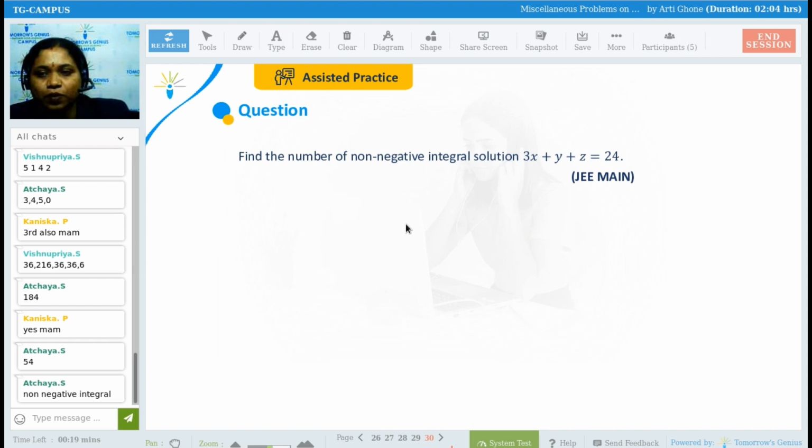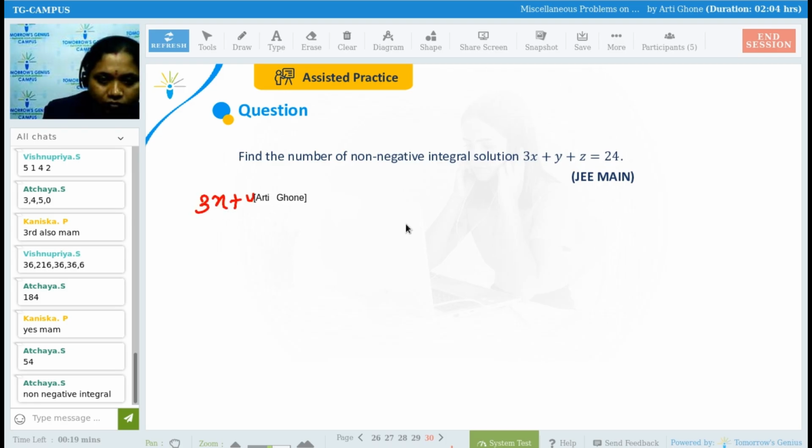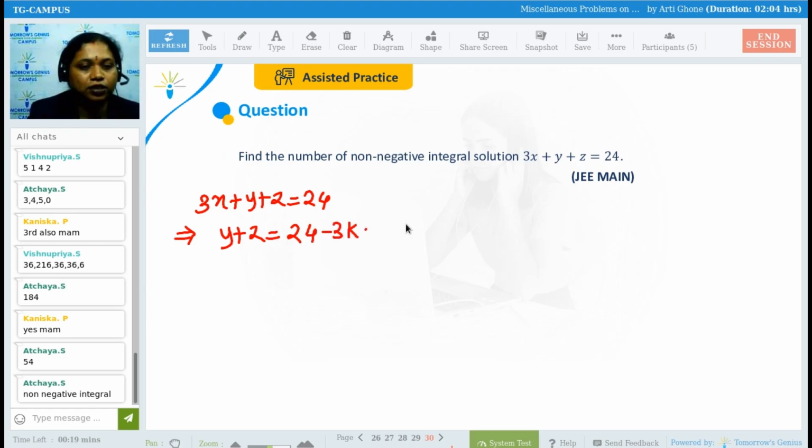Here 3x plus y plus z is equal to 24. Now there is again a matter. So we have to consider this as y plus z is equal to 24 minus 3 times any constant. We'll take it, so take this solution for the 24 minus 3k pattern. Clear? Okay. So what is the answer for y plus z? What are the values applicable for y and z?